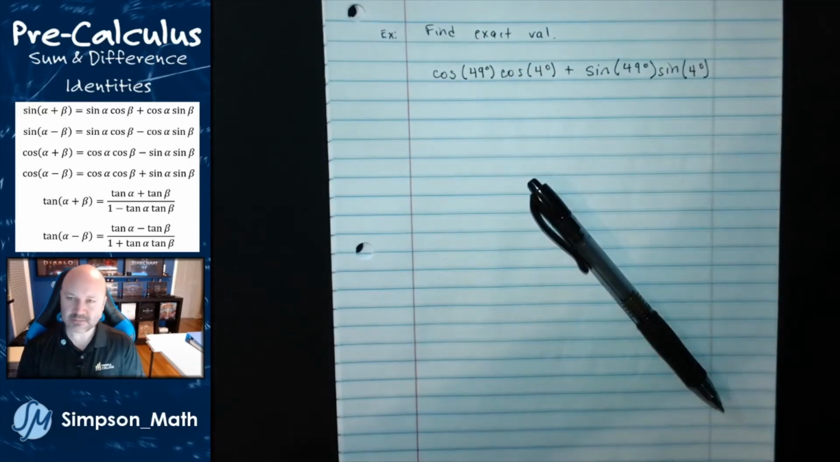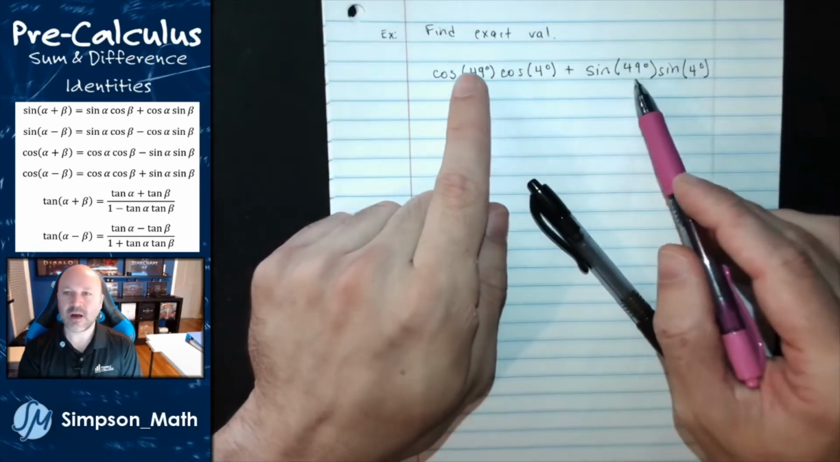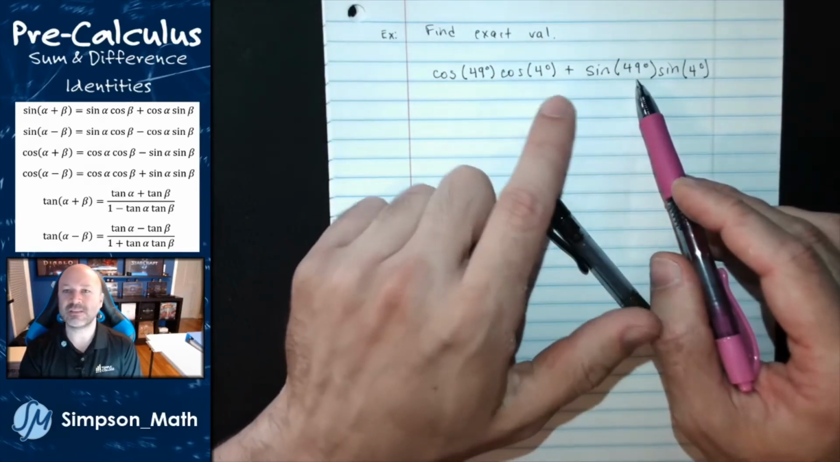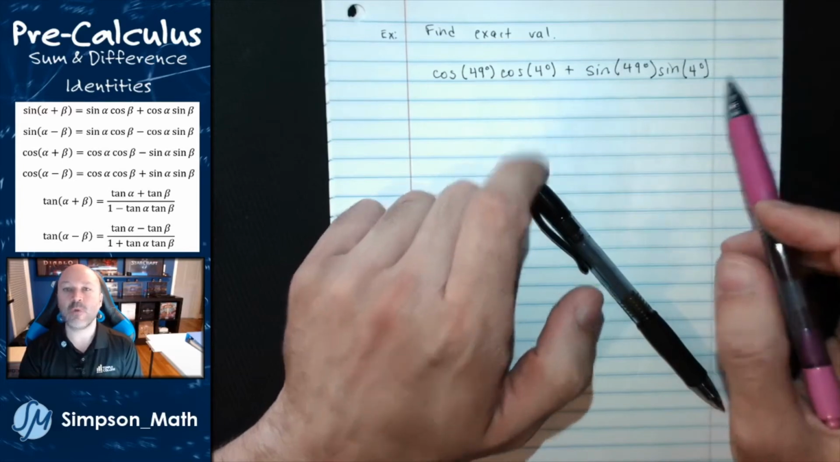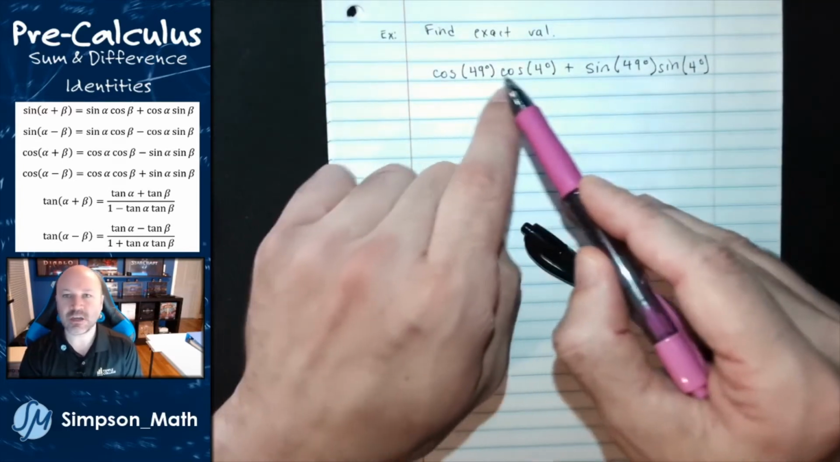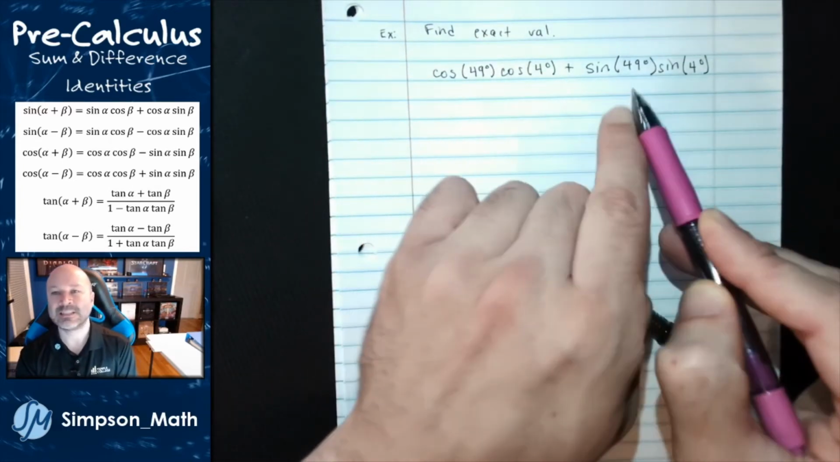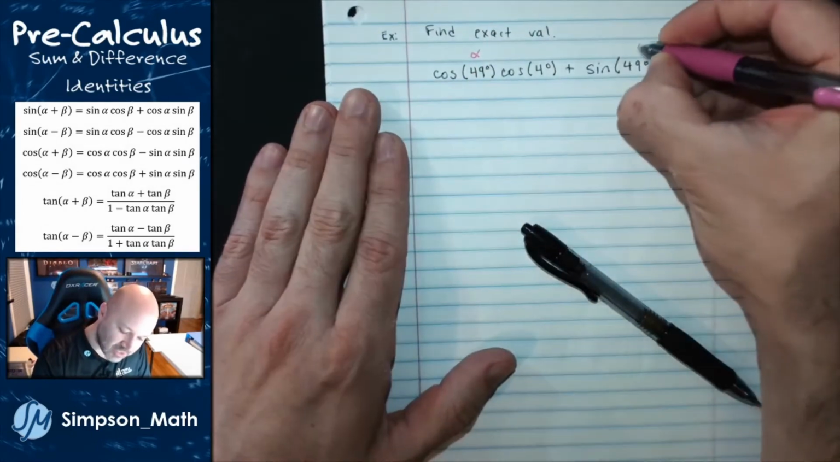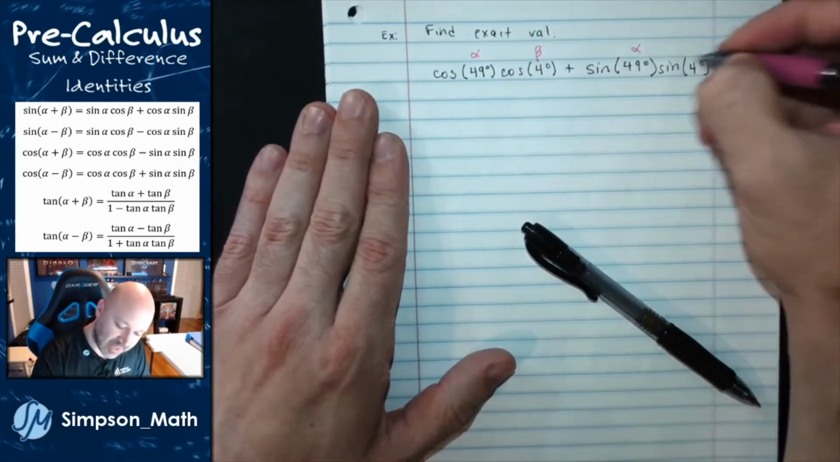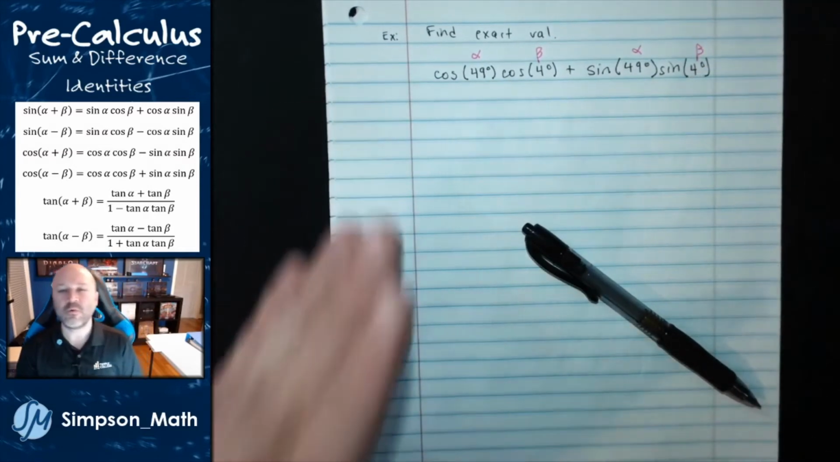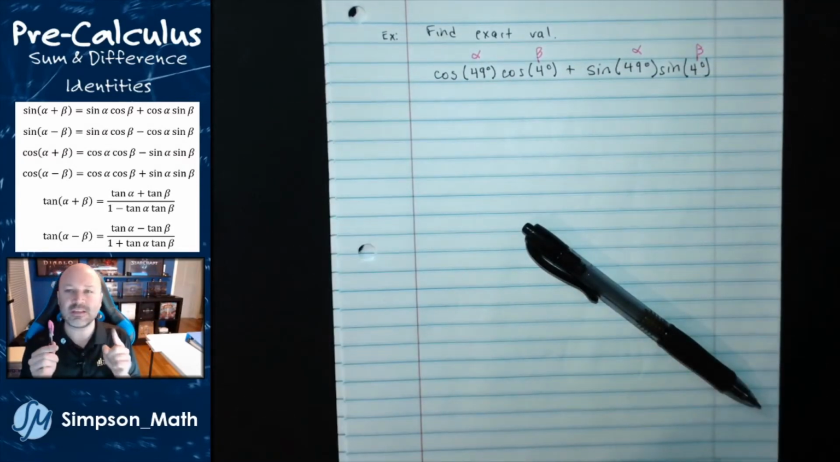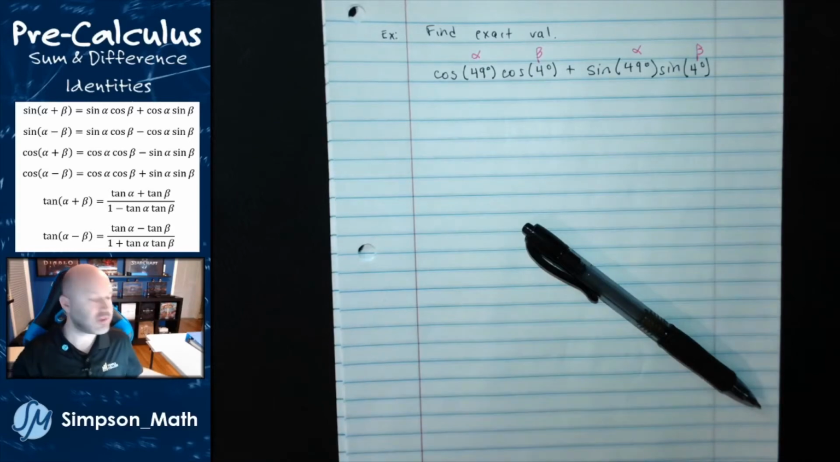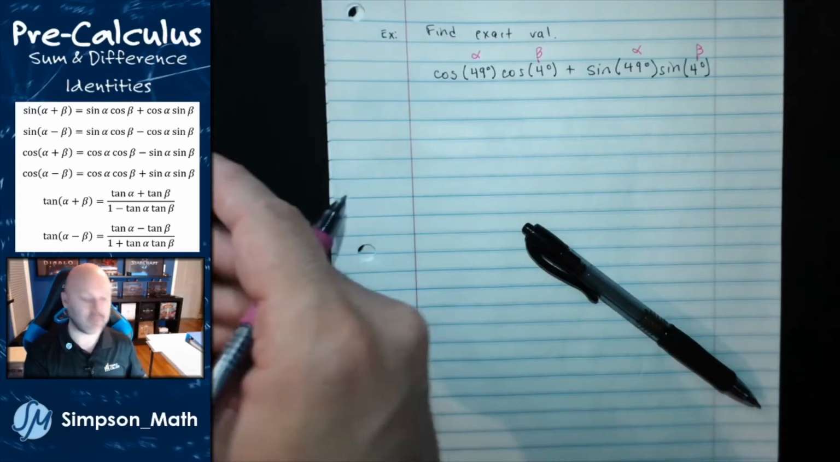But I do see some similarities. I see common angles, 49 degrees. I see the 4. Oh, and then I see the pattern. Cosine, cosine plus sine, sine. In fact, these two angles are matching. These two angles are matching. So we're just identifying that we're using this same sum and difference identity, but maybe in reverse.